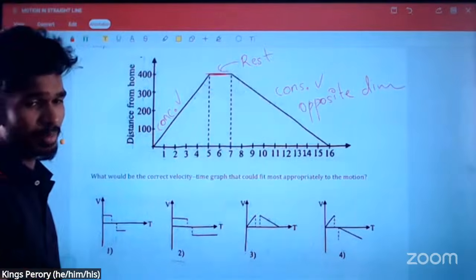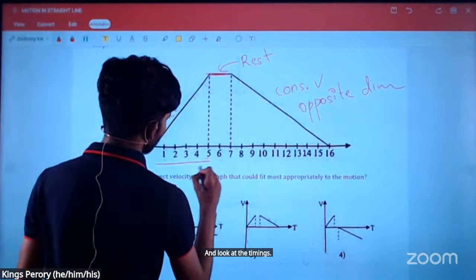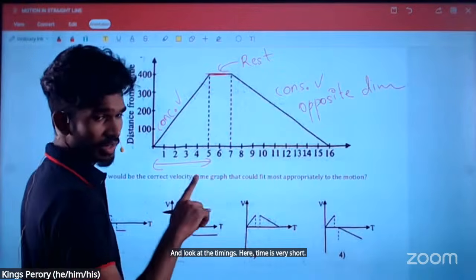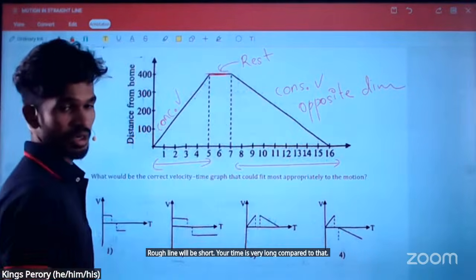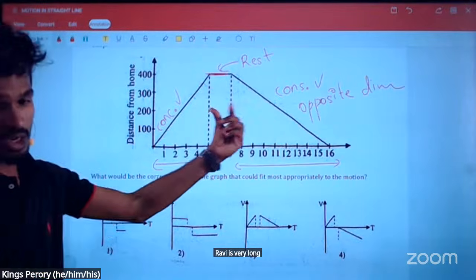And look at the timings. Here the time is very short, so the graph line will be short. Here the time is very long compared to that, so the graph line is very long. Time is short, time is long.